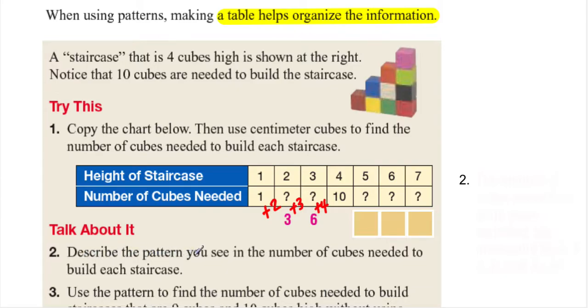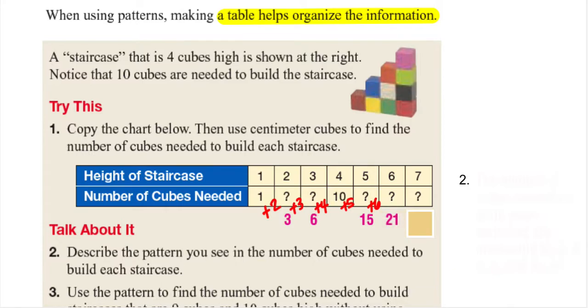Describe the pattern that you see in the number of cubes needed to build each staircase. You add 1 every time you create a new staircase. Okay? So in this case now, you add 5. If I add 5 to 10, that would be 15. And if I add 6 to 15, because that's the pattern, 2, 3, 4, 5, 6, that would be 21.